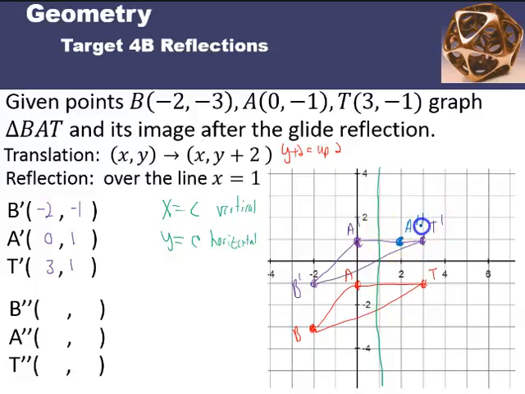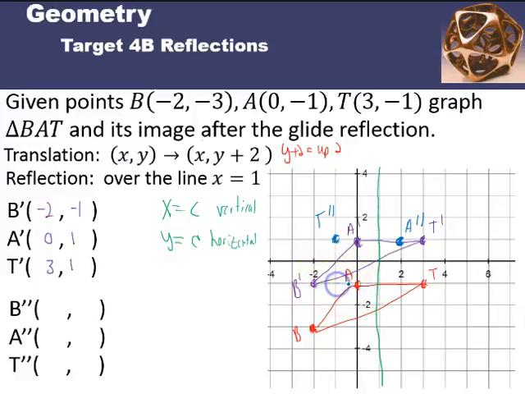Okay, T prime is 2 away from the green line, so T double prime is going to be 2 on the other side. So over here, this would be T double prime. And that's hard to see, but that's a double prime. So T double prime. Okay, and then the same thing with B.